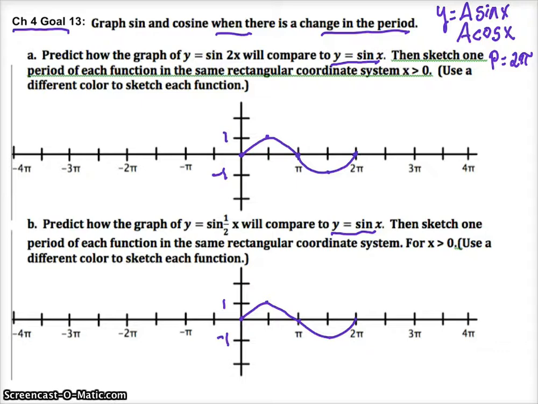Okay, now that we've done that, let's take a look at example A, where I ask you to predict how the graph of y equals sine of 2x will compare with y equals sine of 1x. Take a moment and, with a pencil, sketch what you think y equals sine of 2x will look like compared to y equals sine of 1x. And use a pencil so that you can erase if you've made a mistake.